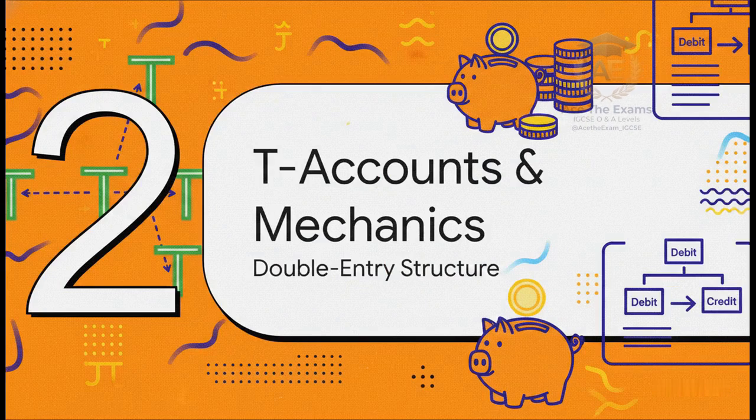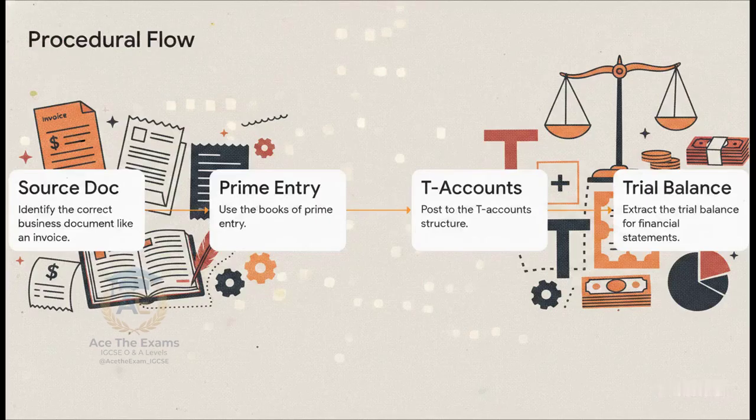Section 2, Mastering T accounts and mechanics. Moving on to the actual mechanics of it all, let's look at how we visually structure our double entry system. Now, this step-by-step procedural flow is your definitive roadmap to minimizing calculation errors when you're sweating under exam pressure. Step 1, you identify the source document, like an invoice or a credit note. Step 2, use your books of prime entry. Step 3, post to the T accounts. And Step 4, extract the trial balance.